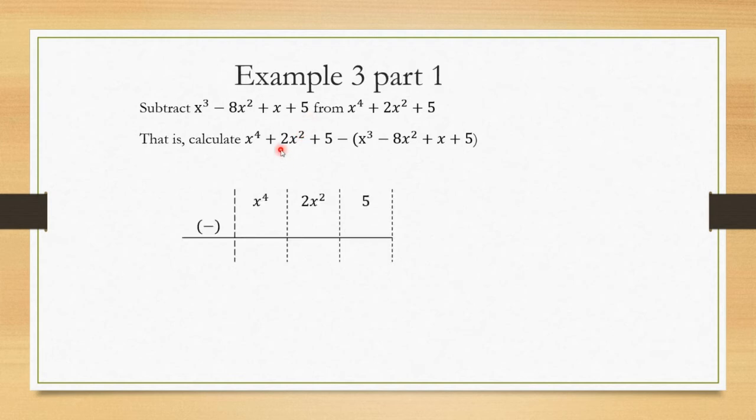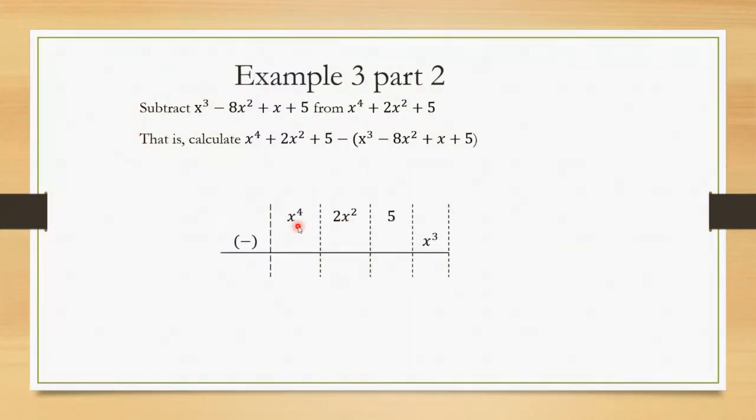But again, we're using the vertical method. So each term is going to get its own column. We're subtracting, so that's over there. This polynomial is what's going to go below. And right away, you can see a problem. We have x cubed here. Can x cubed go in either of these columns? Well, no, it can't, because x cubed is not a like term with any of these. What do we do? We make another column.